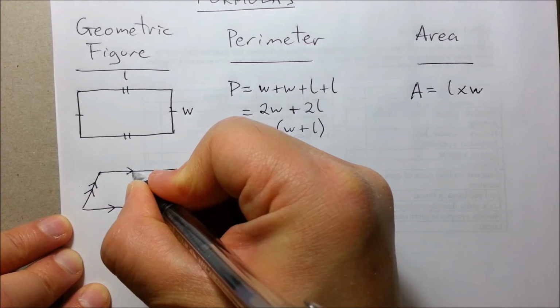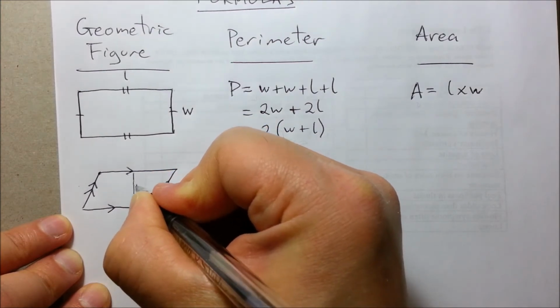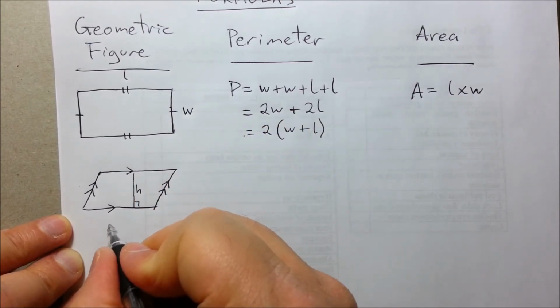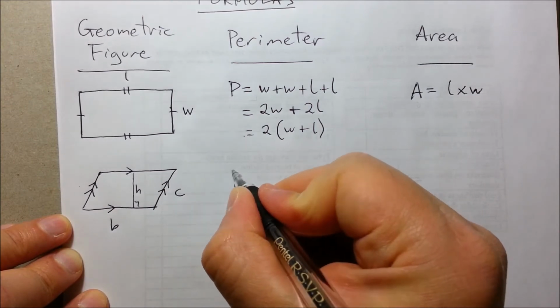So now we're going to draw this line here, which I should have dotted, but this is the height. Alright, so let's call this side B, and let's call this side C. And of course the perimeter would be what?